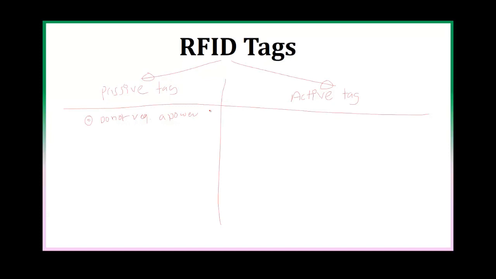So whenever I write that a passive tag does not require power, the explanation is that you could draw the kind of power you want for these kind of tags from an interrogator field. I'll let you know what the interrogator field is and why this word has been introduced. And I'll just compare it so that it will be easy for you. So active tags are actually battery powered.